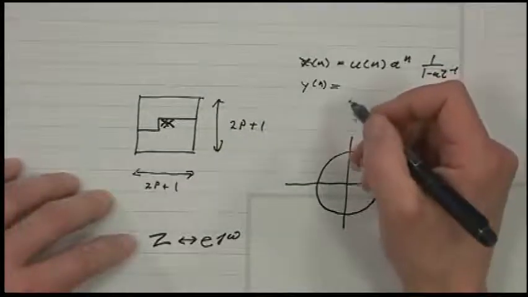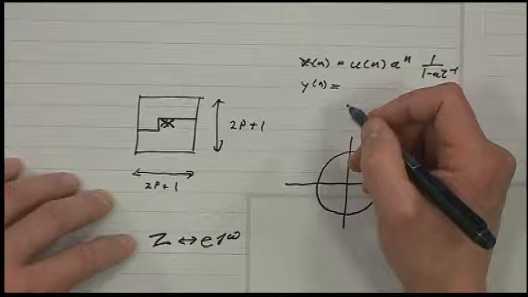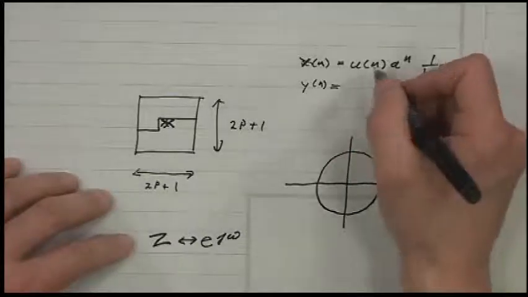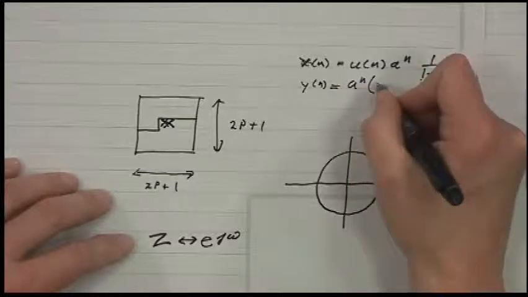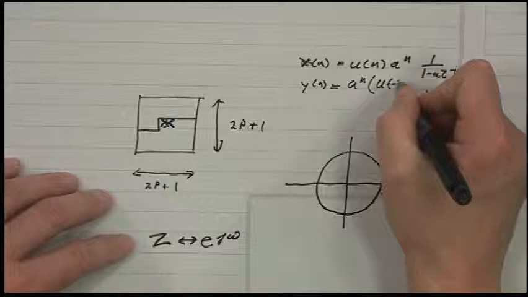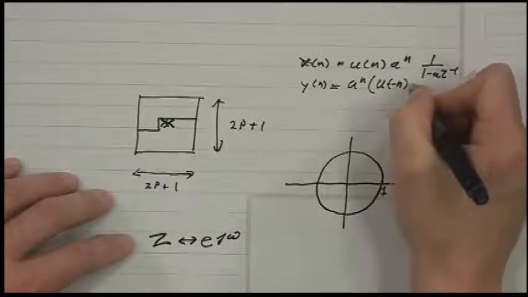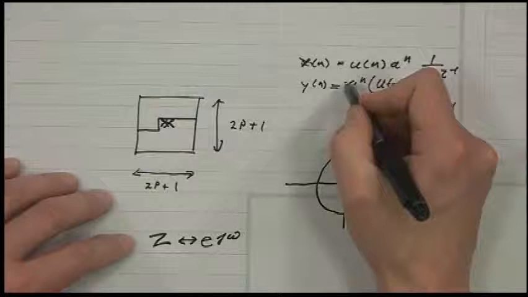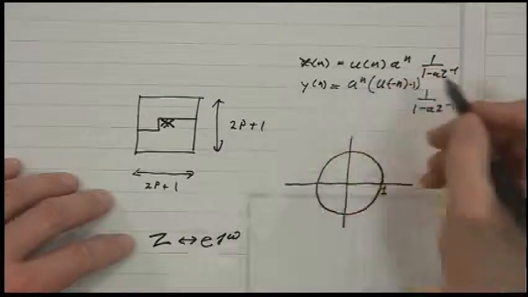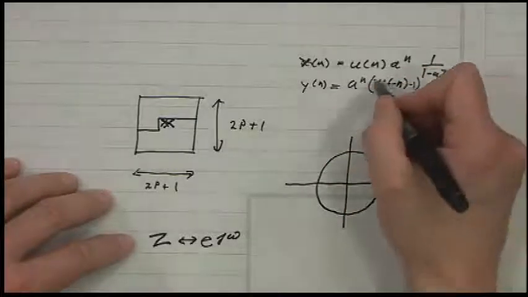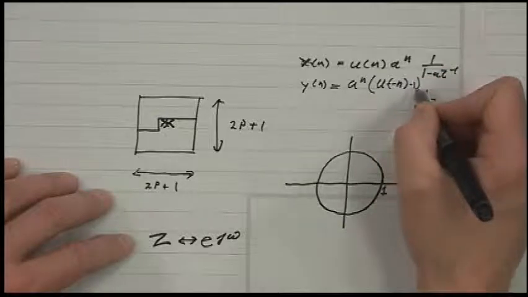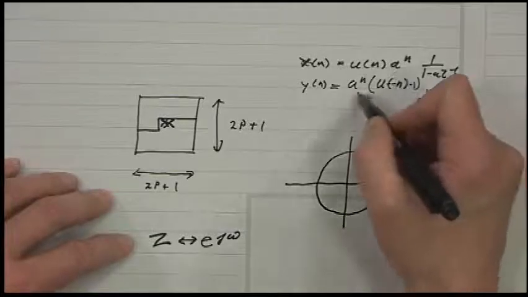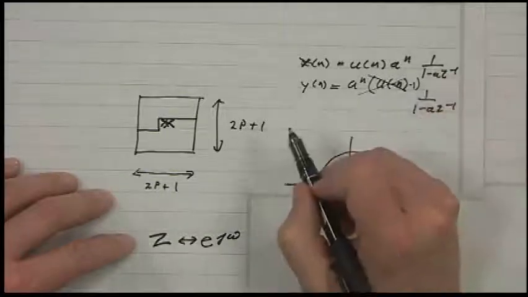But it's something like, well, I'm afraid to write it down. Oh, it's something like a to the n times u of minus n minus 1, and then is there a minus sign out in the front? It's u of minus n minus 1. Is that correct? No, I think this is wrong. Okay, this is wrong, but it's very close. It's something like that, and I don't have time to do it.